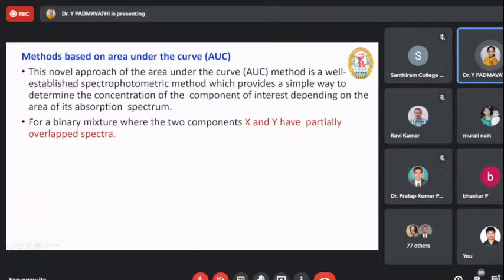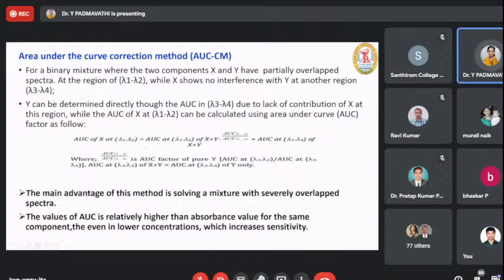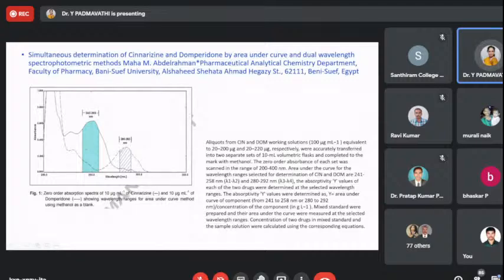So this method is used when the two spectra are partially overlaid, and also when the spectra are not well characterized, right? You don't have the exact Gaussian shape peak, or you might have a very broad peak where you cannot exactly determine the lambda max for determination of concentrations. So this method is very good whenever you have such kind of spectrum. This is a simple calculation of area under curve. Here what you are doing is just selecting 2 points on the spectrum.